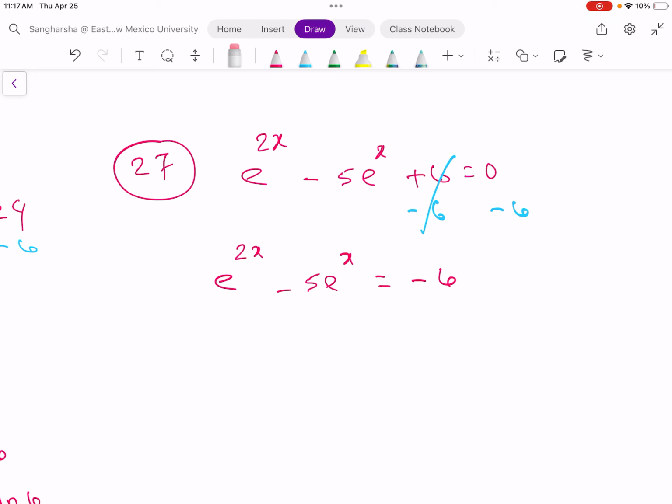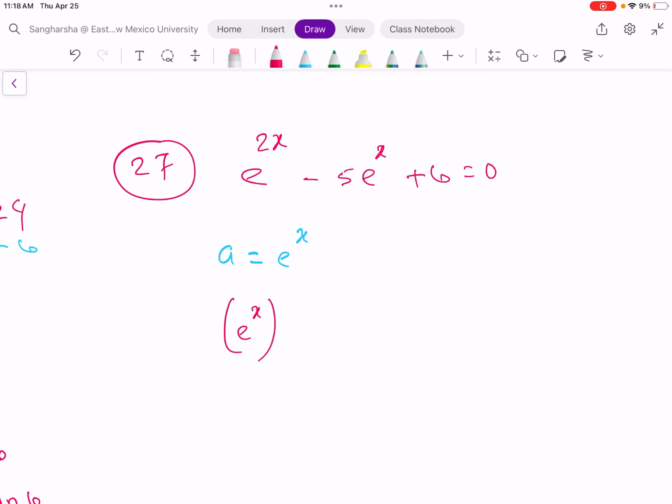Or, okay, let's not subtract 6 here. Now let's make a substitution. So let's substitute a for e to the power x. Now if this is the case, we have e to the power 2x, right? So can I write e to the power 2x as e to the power x squared? Is it the same thing? So we have e to the power 2x, and this is the same as e to the power x squared, minus 5 e to the power x plus 6 equals 0.